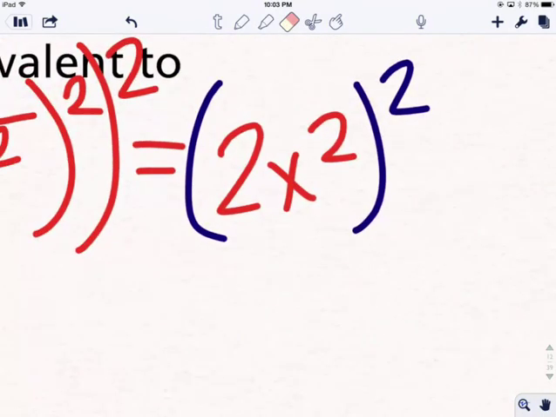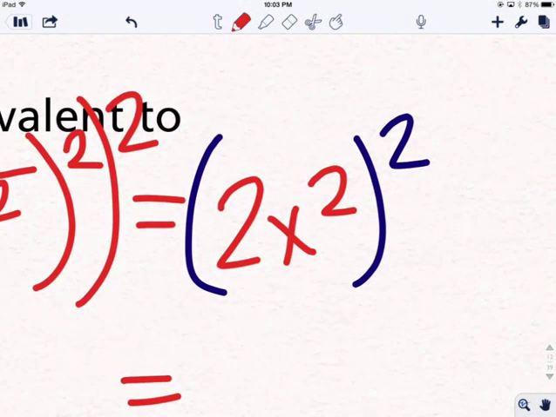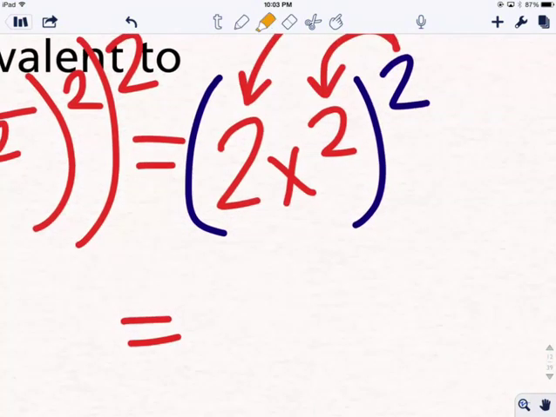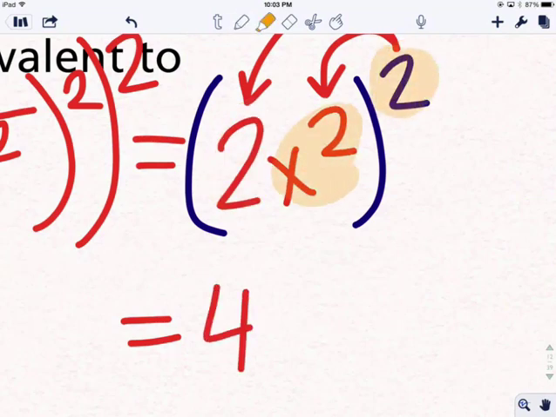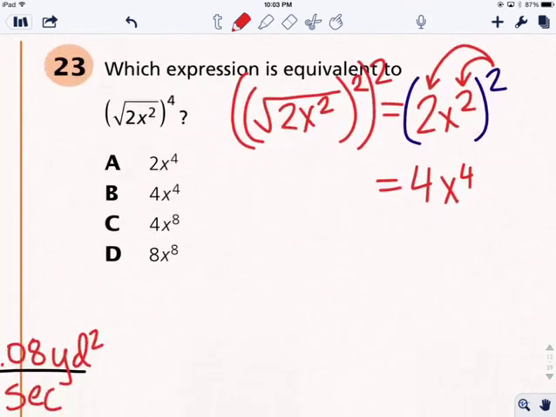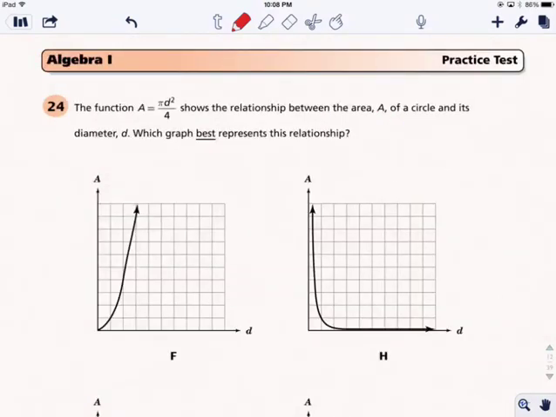Well, how do we find 2x squared squared? Well, remember that this square out here gets attached to the 2 and also gets attached to the x squared. So the 2 squared gives 4, and the x squared gives x to the fourth power, right? Because you're multiplying the exponents there, 2 times 2. So 4x to the fourth. Which answer choice is that? B.